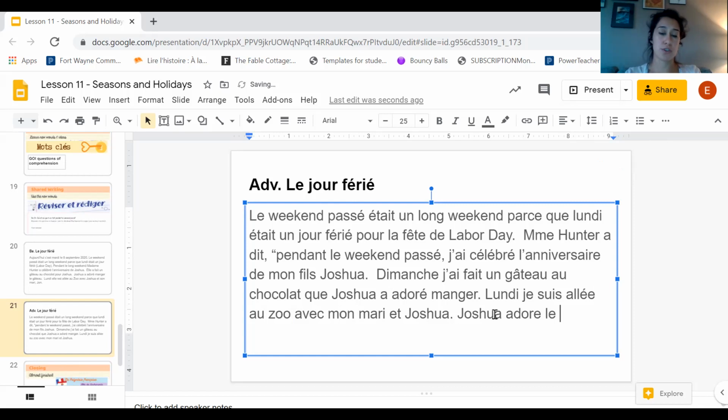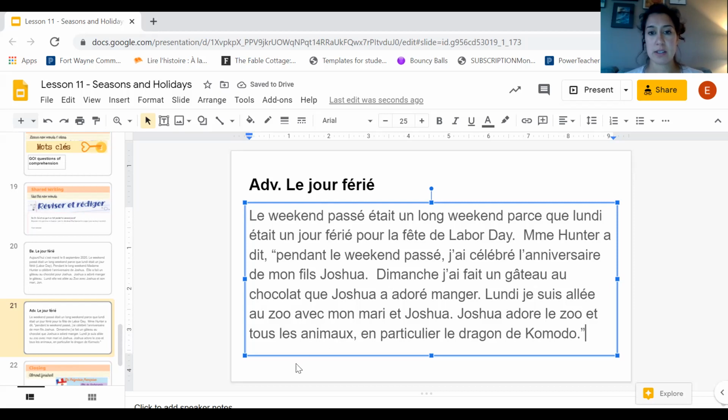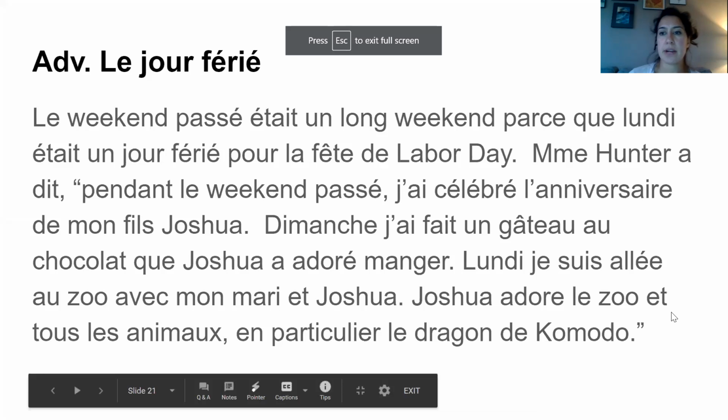Joshua adore le zoo et tous les animaux, en particulier le... Qu'est-ce que c'est, classe? Serpent ou dragon? Dragon, en particulier le dragon de Komodo. Voilà. Accent. Je fais une vérification d'accent. Oui, okay. Présenter. Okay, so you can pause the screen.